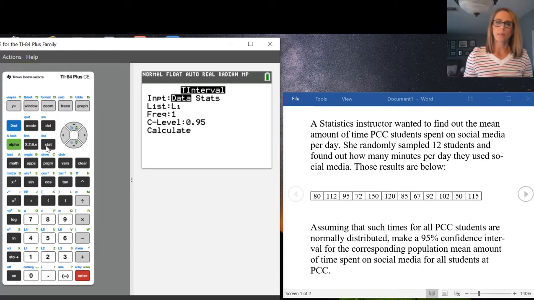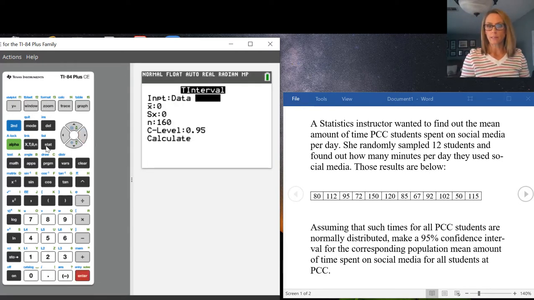And some of the big things that have to happen are either you have your raw data or you're given summary statistics. So if you were given, hey, we looked at these 12 students and here is the mean amount of time they spend on social media per day, here's the standard deviation for the amount of time they spend on social media per day, then you'd have stats. And notice it's going to ask you for the sample mean, sample standard deviation, how many people were sampled, confidence level, and you can calculate.